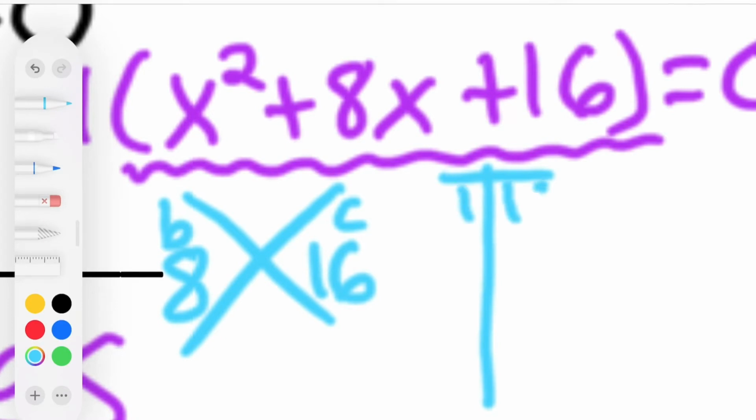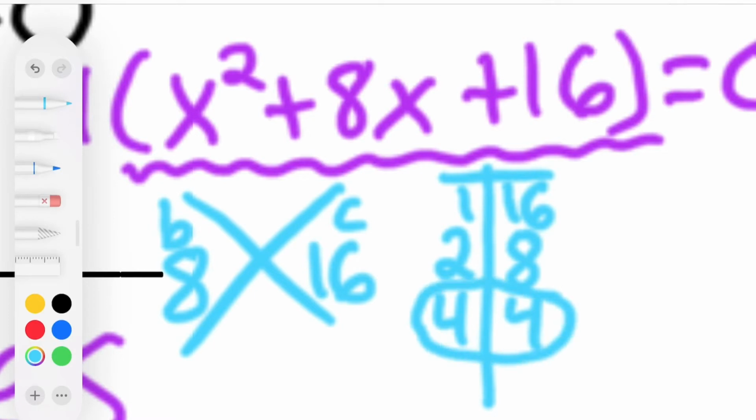So the first number I would try is 1. 1 times 16 gives me 16, but I cannot add and subtract to get 8. So I have to keep going. 2 times 8. Well, 2 plus or minus 8 does not give me 8, so I keep going. Then 3 cannot go into 16 evenly, so I don't have to include it. 4 times 4 gives me 16. Well, I can add 4 and 4 to get 8. So those are my magic numbers.